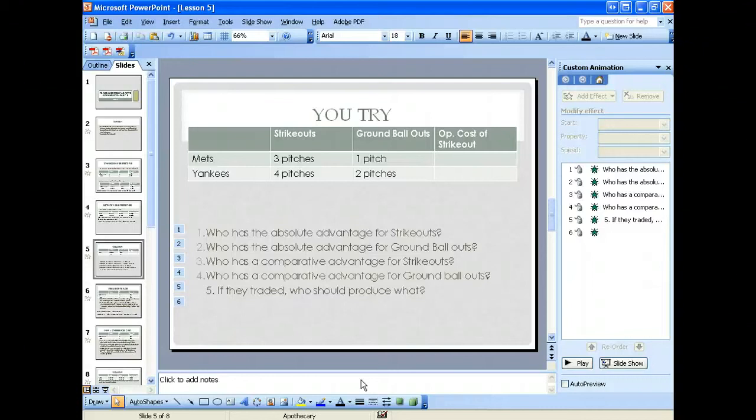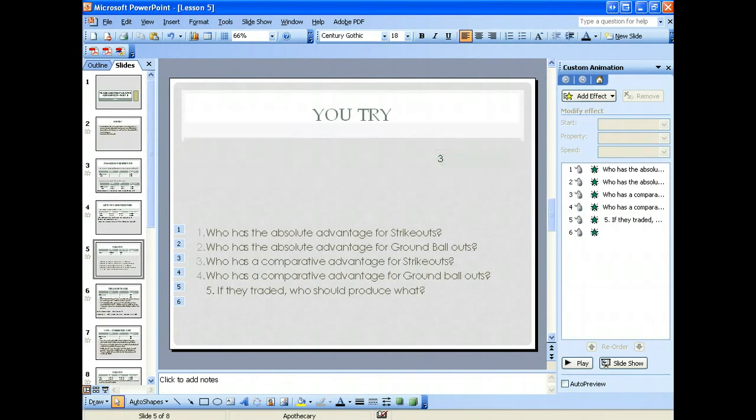The question now is, who has a comparative advantage for strikeouts? Well, as you can see there, I have opportunity cost of strikeouts. Well, what is the opportunity cost of a strikeout? Well, what are we giving up if we get a strikeout? Well, the Mets will have to use 3 pitches to get a strikeout, as opposed to only 1 pitch to get a ground ball. So if the Mets choose to use 3 pitches to get 1 strikeout, they could have gotten, it looks like to me, 3 ground ball outs at the same time.